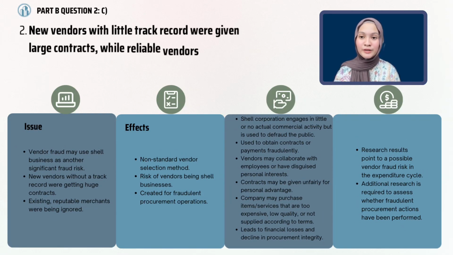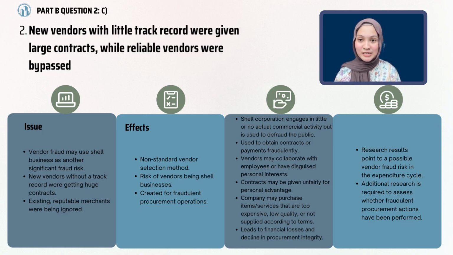Next, this situation relates to vendor fraud that may use shell businesses as another significant fraud risk. Lina found out that new vendors without a track record were getting huge contracts while existing reputable merchants were being ignored. This non-standard vendor selection method is at risk of some of these vendors being shell businesses created for the purpose of fraudulent procurement activities.